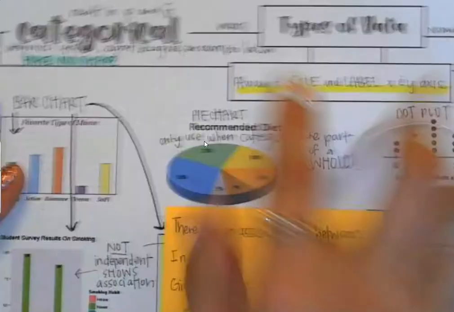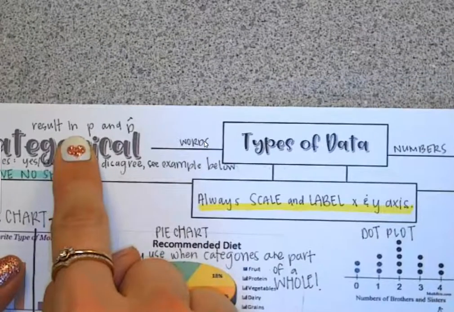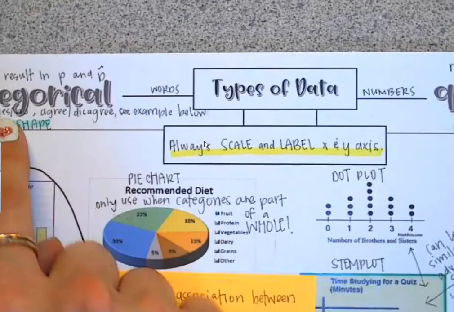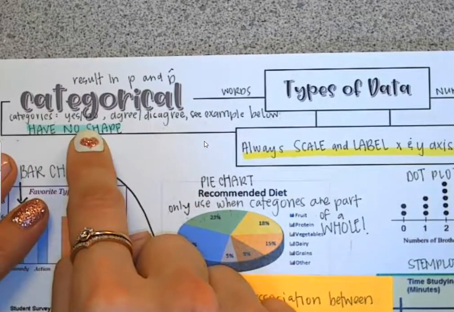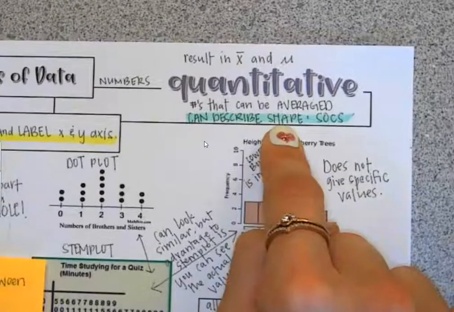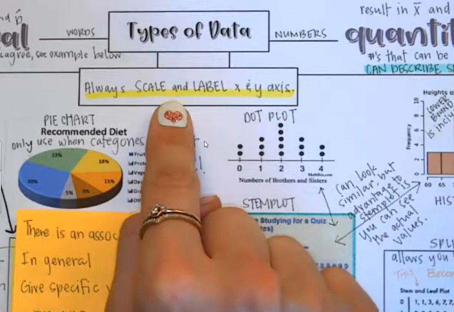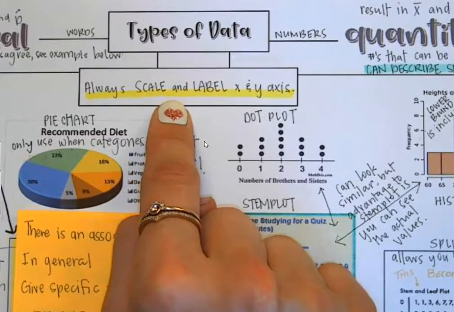So, words, numbers, P, mu. Cannot describe the distribution, can describe the distribution. Either one, you must know how to graph it and how to scale and label your graphs.